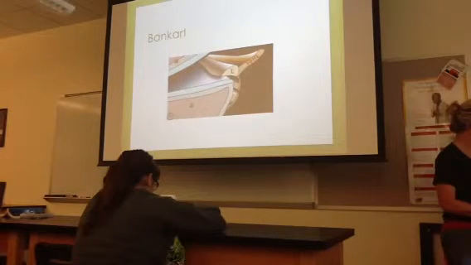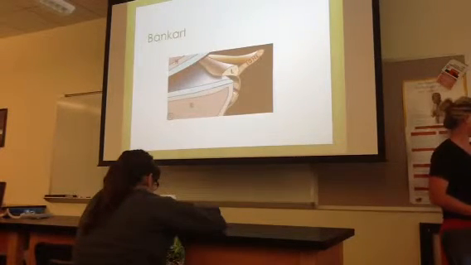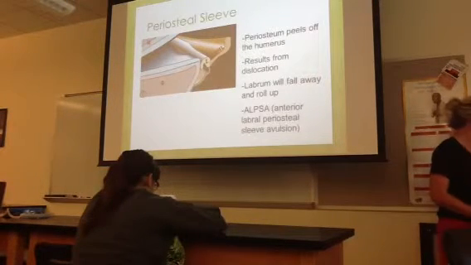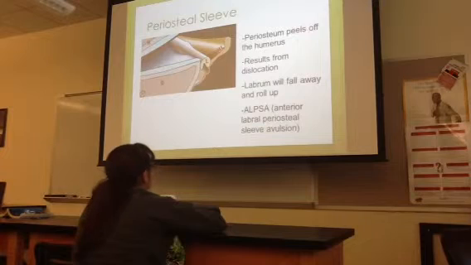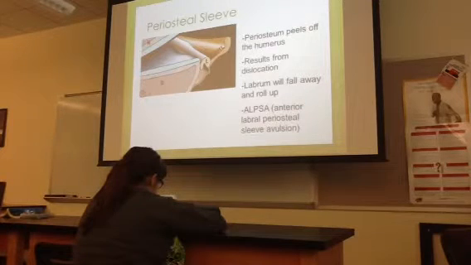Okay, and then there again, the labrum. Another one: you have the periosteum that covers the bone, and that can peel off, and it's also a result of dislocation. That labrum will fall away, and it's also known as ALPSA, which is anterior labral periosteal sleeve avulsion.